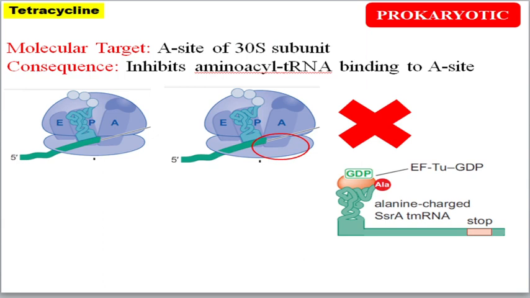Sometimes in CSIR they may ask this particular question, or else it will be very helpful for working out some big questions asked in Part C of the CSIR examination. Next, the consequence: they inhibit the amino acid tRNA binding to the A site. So here the tRNA is ready, carrying an alanine. If tetracycline is present, it won't allow the fixing of this tRNA in the A site. As a result, elongation of translation will be inhibited.